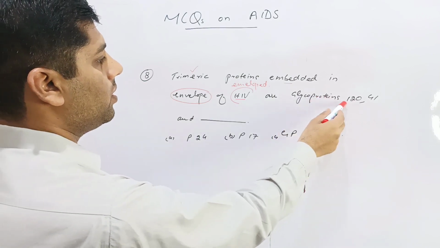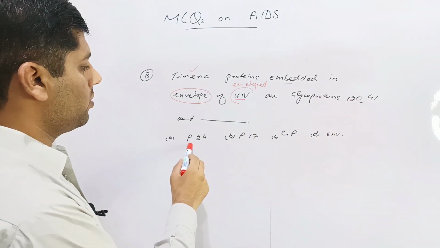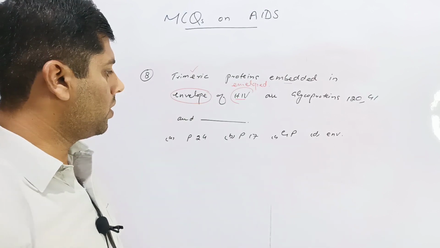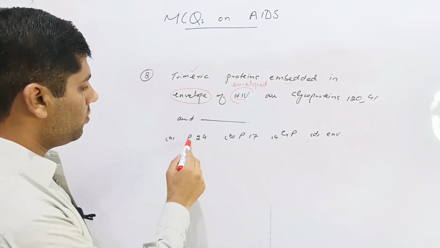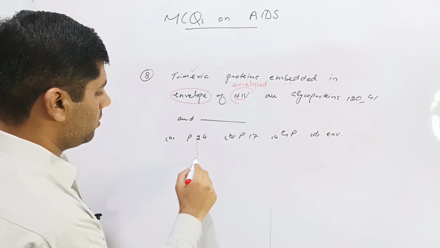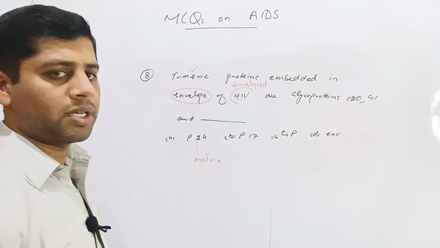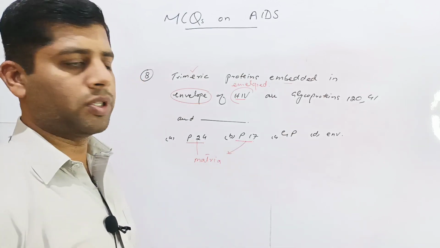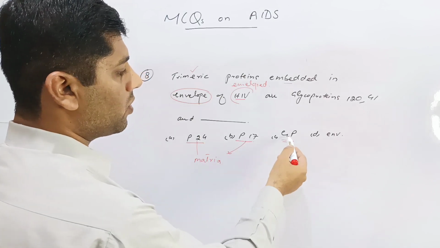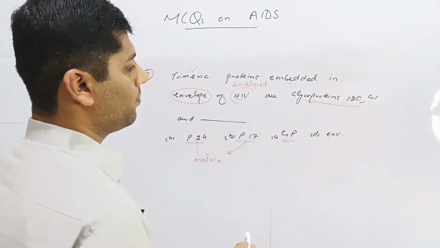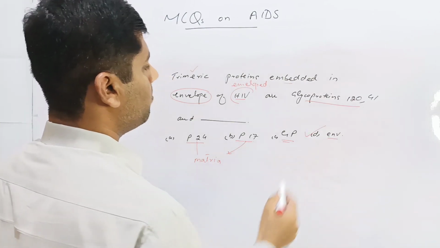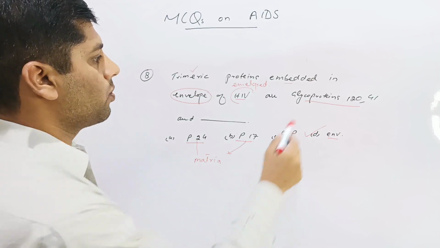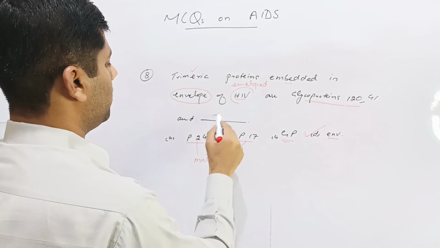These are glycoprotein 120, 41, and the options are P24, P17, GP, and ENV. The option is very clear: P24 is a matrix protein. The matrix of the HIV virus is constituted by P24 and P17 proteins. GP is a general term for glycoprotein, which is already stated there. The correct option is ENV, envelope protein. So these trimeric proteins constitute the envelope of HIV virus: glycoprotein 120, 41, and ENV.